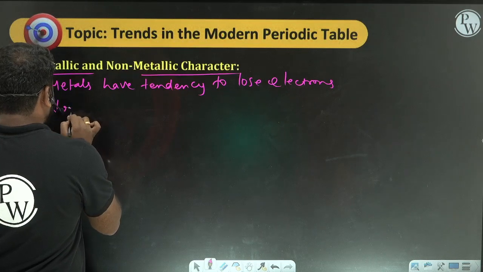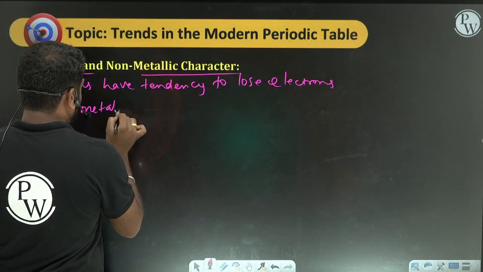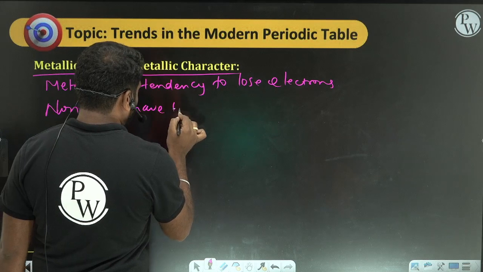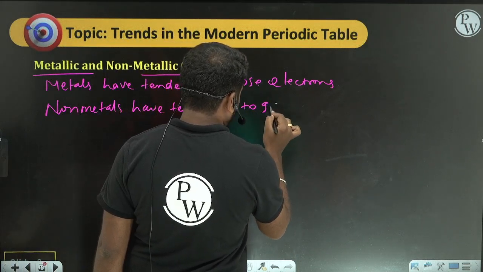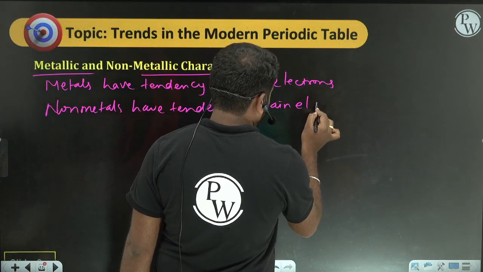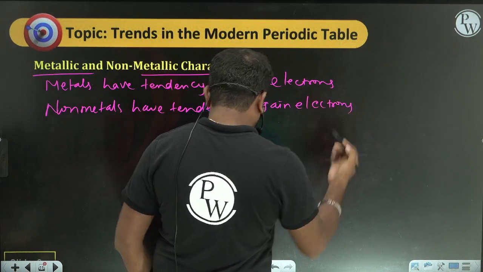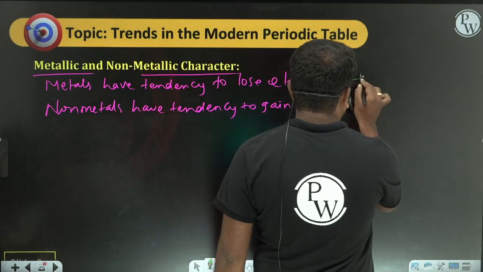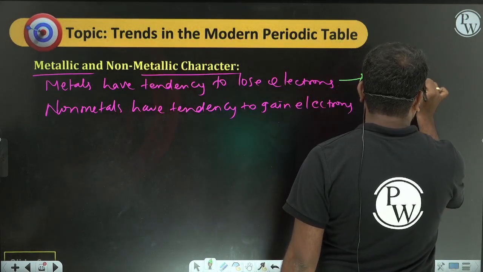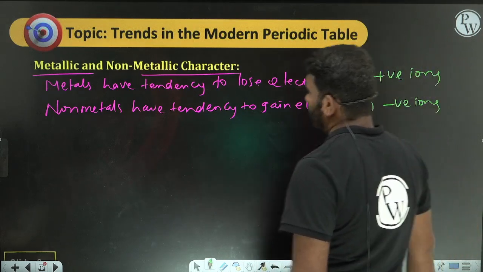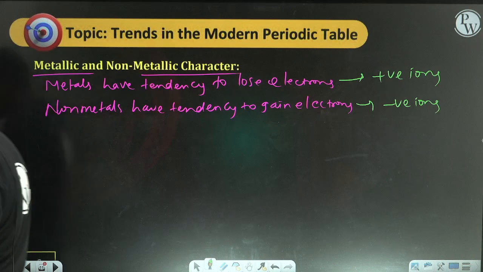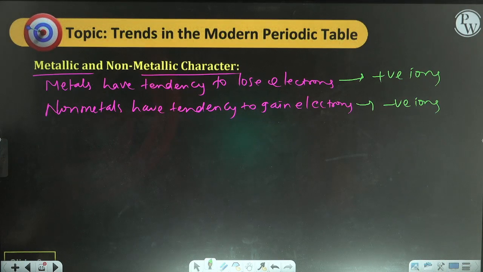And non-metals have a tendency to gain electrons. Okay. So metals lose electrons, so they form positive ions, and here non-metals form negative ions. So here, metals have a tendency to lose electrons and non-metals have a tendency to gain electrons, and by the loss of electrons it will form positive ions, and by the gain of electrons it will form negative ions.